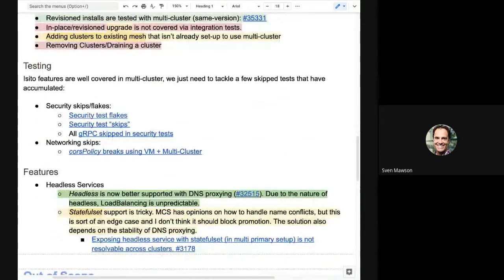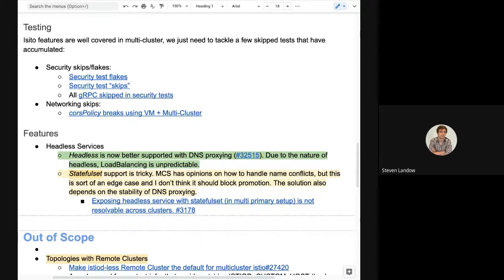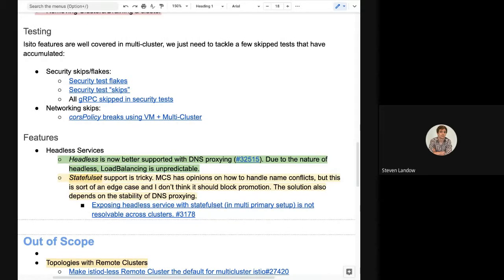We weren't entirely clear what the request was, but it sounded like the request is to approve promotion of the core multi-cluster to stable in 1.12. Yeah. So we want to exclude remote cluster, external istiod, and multi-network, which should be considered completely separate features. Yeah.